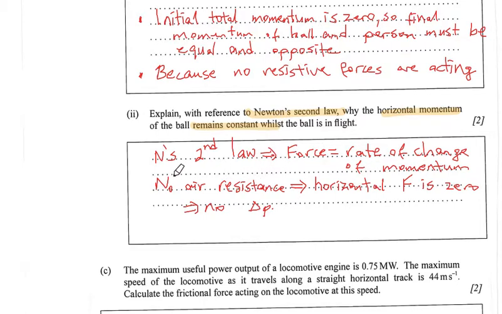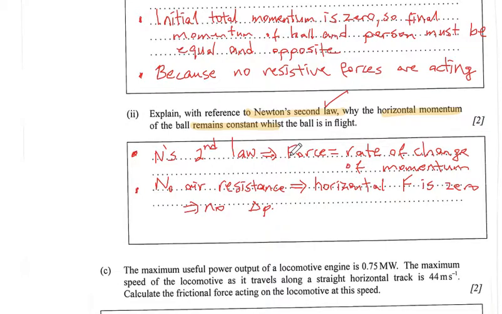Now, when you apply Newton's second law, yes, this is F equals ma, but it can also be expressed as the rate of change of momentum equals force. Now, that's Newton's second law. That's one point right there. That ticks this box. And then since there is no air resistance, the horizontal force is 0, which means no change in momentum. So we write the law and put it in context.